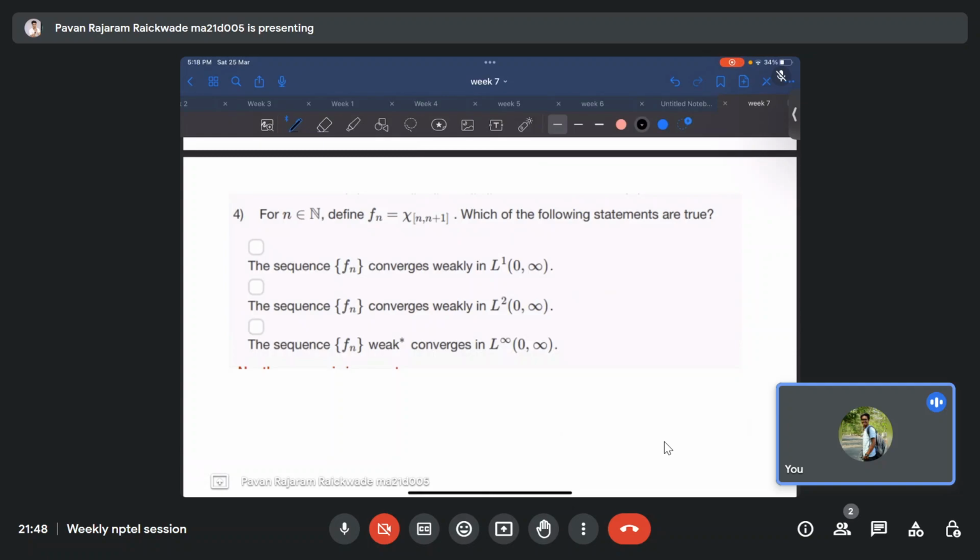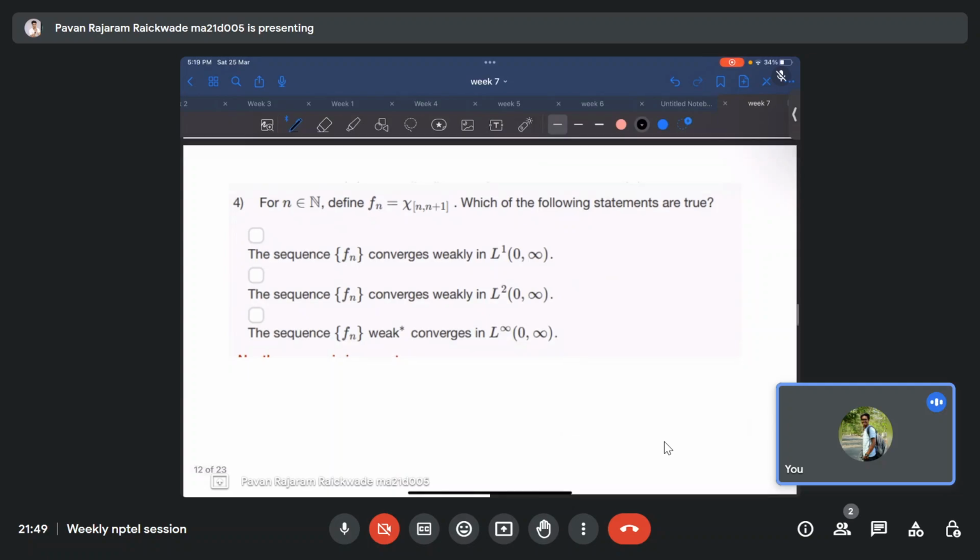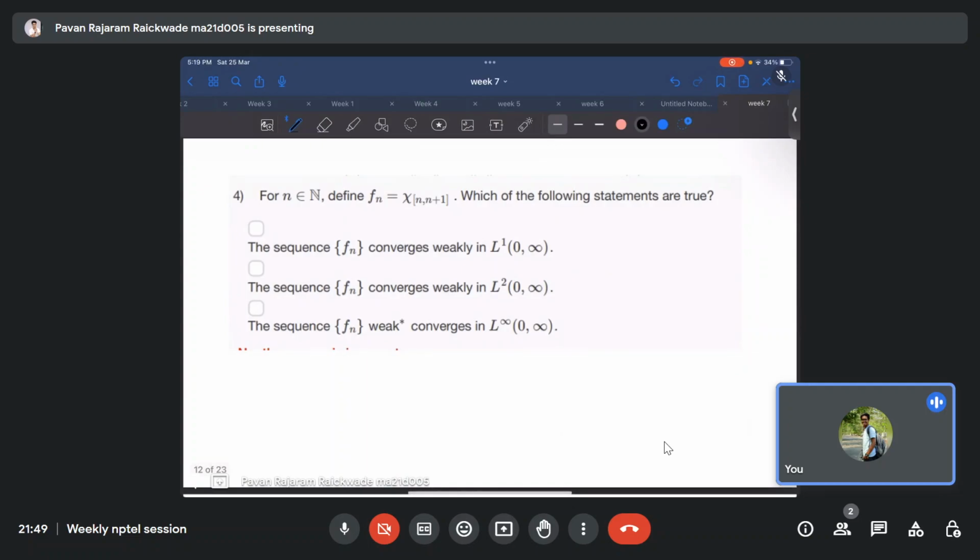So the fourth one: for all n belonging to the natural numbers, define fn as the characteristic function of [n, n+1]. Which of the following statements are true? First one says fn converges weakly in L1(0, infinity). So if that's so, then what does that mean?